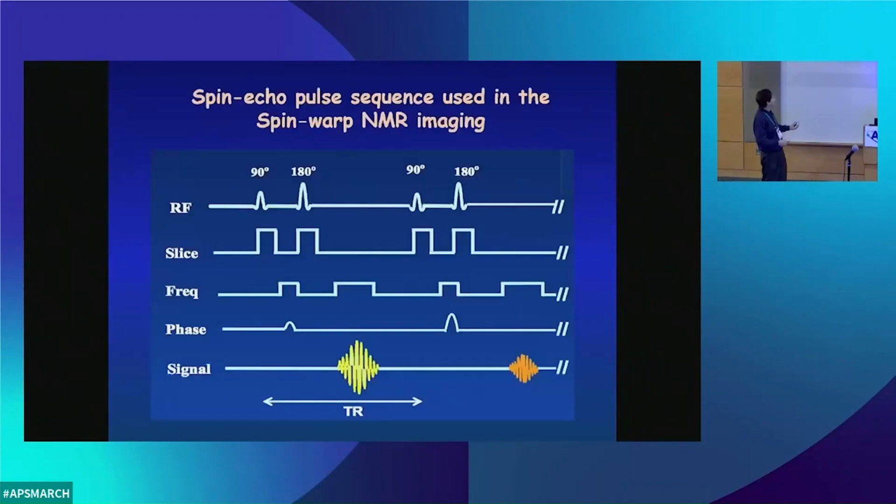For example, this shows the pulse sequence used in spin warp MRI imaging. This is the RF transmission pulse. This is the slice, frequency, and phase, which are different types of magnetic field gradient pulses. And finally, you get the signal. From the signal, you can do the inverse Fourier transform, and you can generate a two-dimensional image. And if you do it in multiple slices, then you can generate a three-dimensional image. And that's what people are doing today.